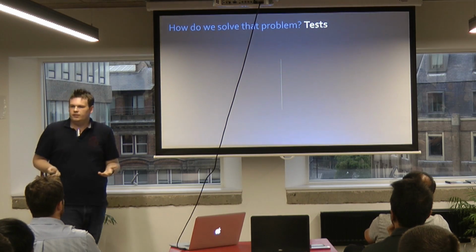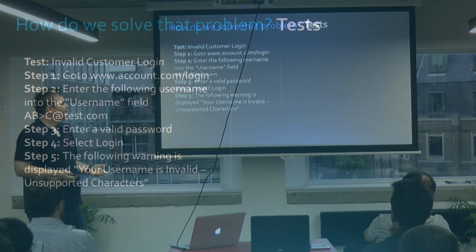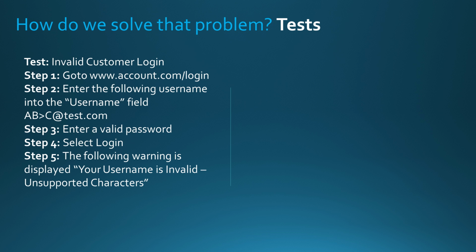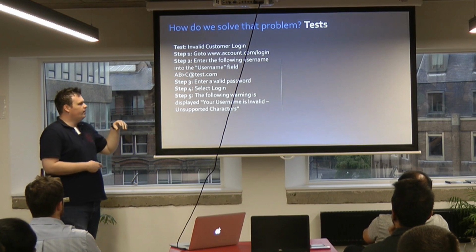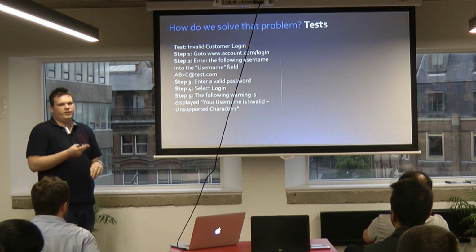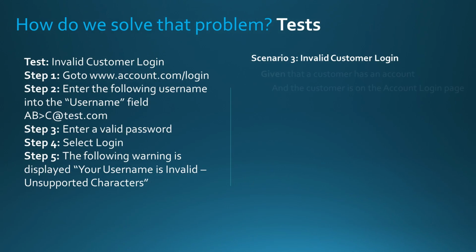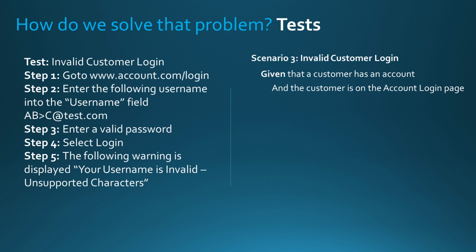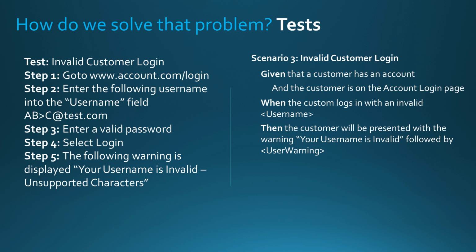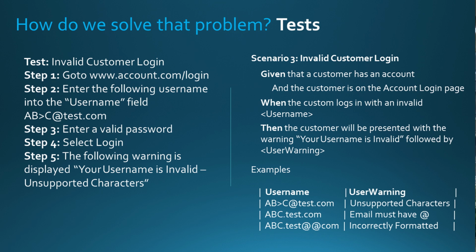And then tests, which is us, and that's just as important as well. I wrote out some steps. It's a representation of QC or something like that. Here they're trying to test the invalid login for a username. So let's say I use special characters, I don't have an @ symbol. Again, you write your tests in Gherkin in exactly the same way. Given that a customer has an account and the customer is on the account login page, when the customer logs in with the invalid username, then the customer will be presented with the warning, your username is invalid, followed by user warning. So that will be your test that you write.